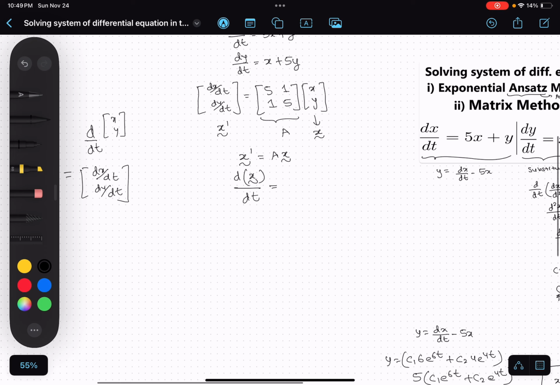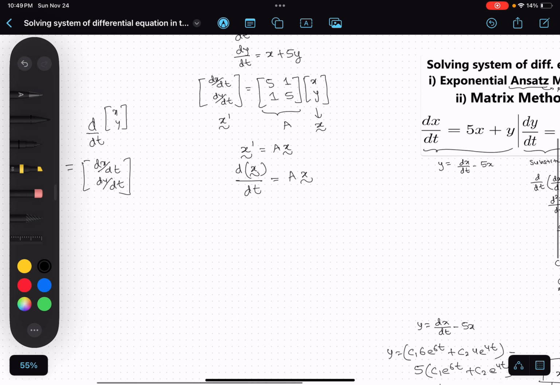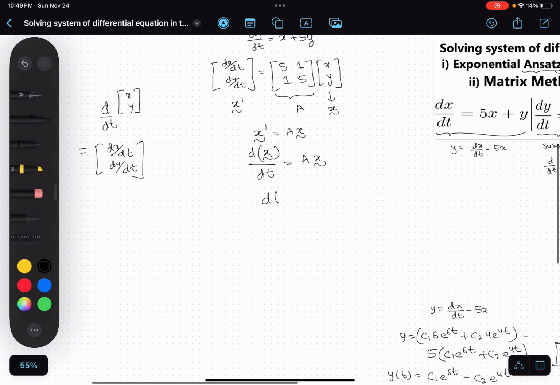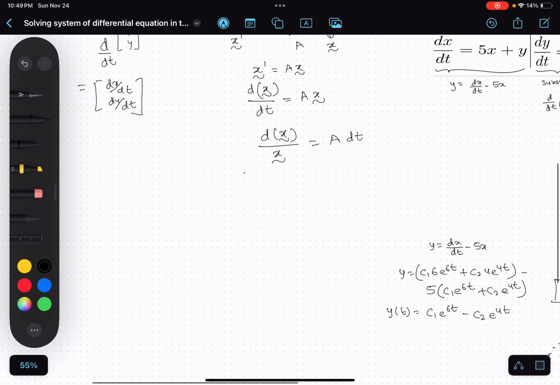And this is just A times x tilde. Again, x tilde is actually a vector. Now I can write it as d of x tilde by x tilde equals A dt, right? Now if we integrate both sides, see that this integration is not just obeyed by simple variables, it is also obeyed by vectors with the variables in them.